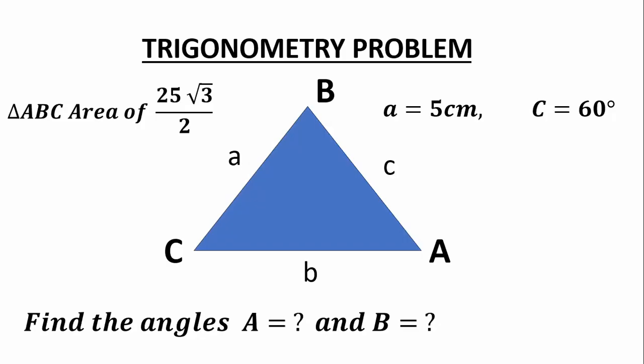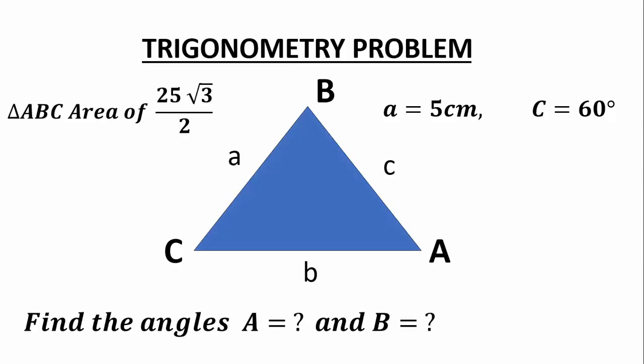Now let's draw the triangle. You have the triangle to be like this. Now, let's say your A is here. Okay, you have A, B, C. This C is 60. So, this is small c, this is small a. This is small b.